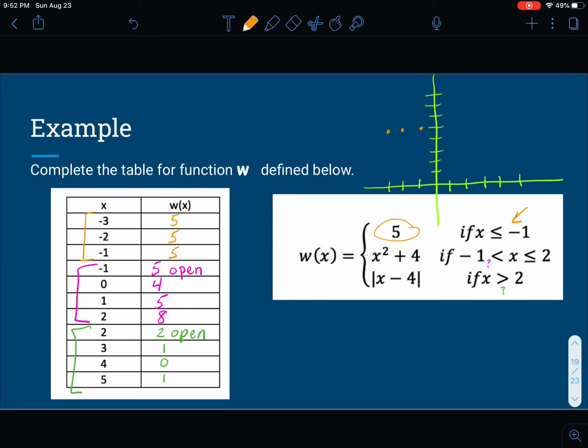Now this restricted domain says for every input less than or equal to -1. So we know that we want to go ahead and continue this way forever to -infinity. So all those inputs in between, we didn't plot all those on the table, we didn't plug them all in, but we know that those are all going to be 5.